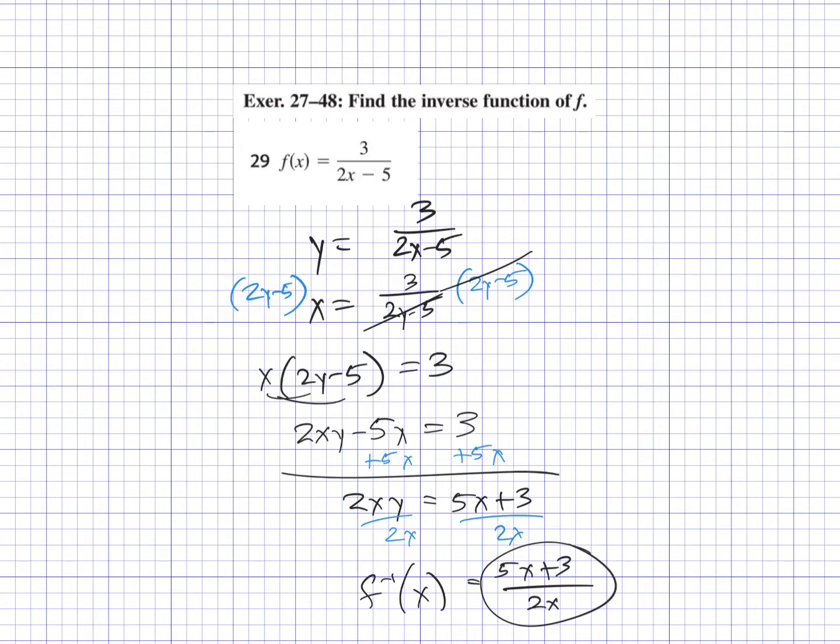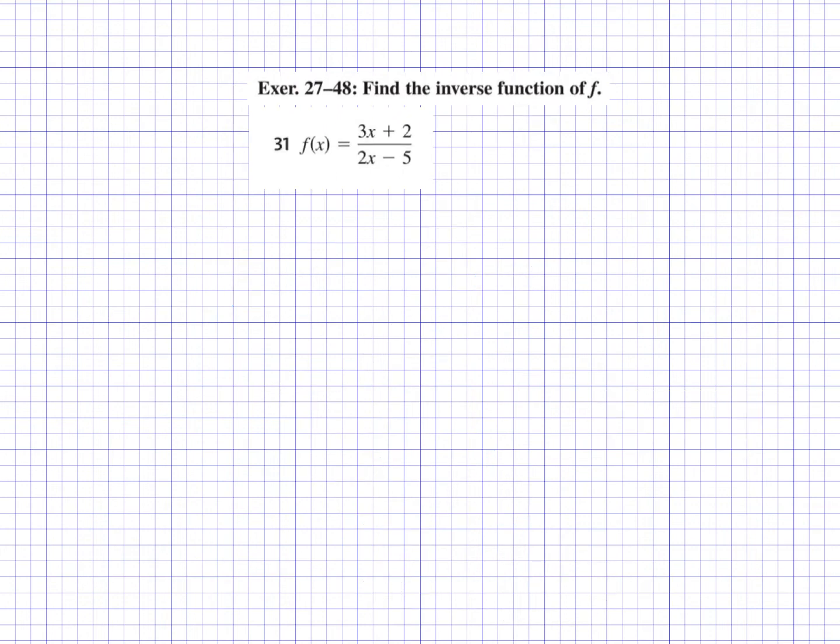Let's check the answers. And there you have what I have. So it works. Looks good. Let's keep going. Okay, again, try this on your own, please. And then pause it, try it on your own, and see if you got the right answer. All right, so let's write it out. Switch everything around. So x equals 3y plus 2 over 2y minus 5.